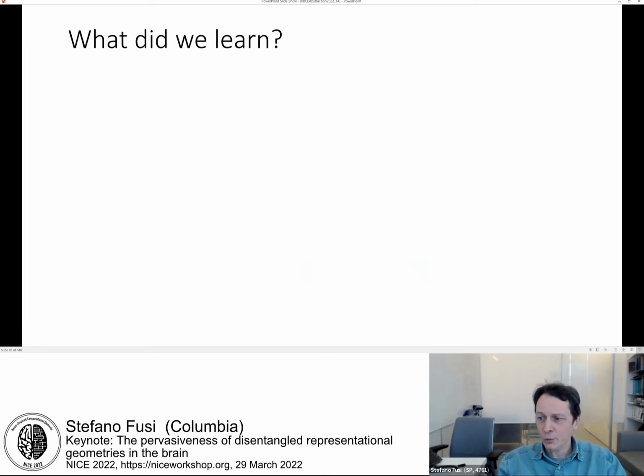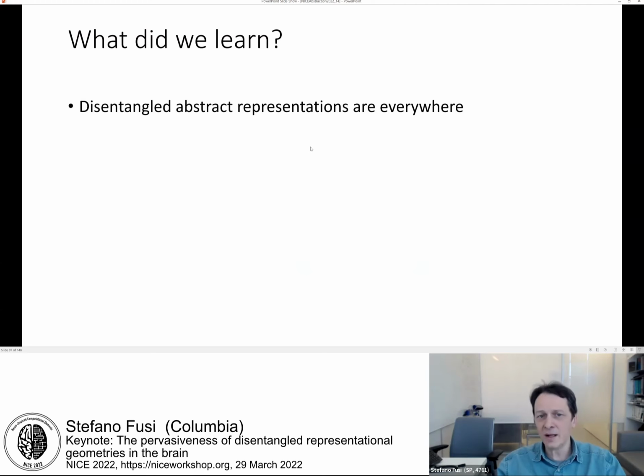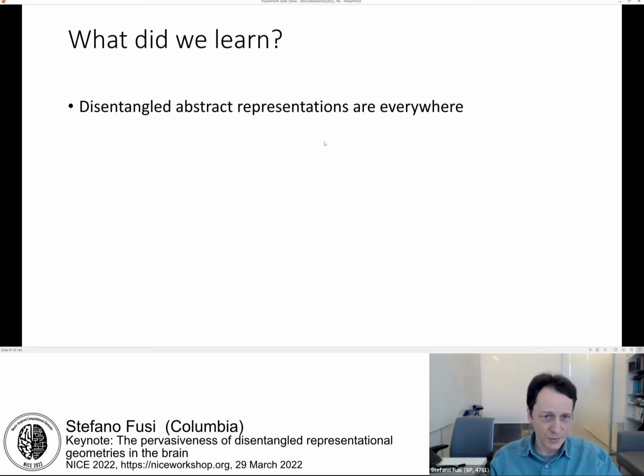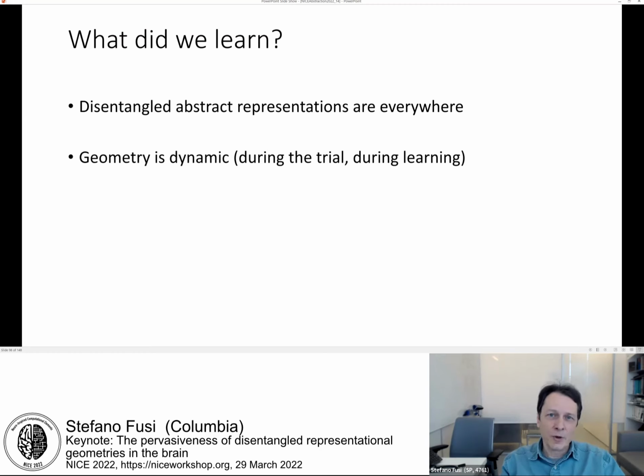Okay, so what did we learn? So it's time to conclude. What is the take-home message here? The first one is that disentangled abstract representations are everywhere in the real brain. That's probably something that we should keep in mind. The second one is that this kind of representational geometries are very dynamic. During the trial, during learning, they change all the time, and we can learn a lot by analyzing them. We really need to go beyond simply decoding individual variables. We need to look at the format in which these variables are represented, because that can change a lot, and it might be the only thing that actually changes.